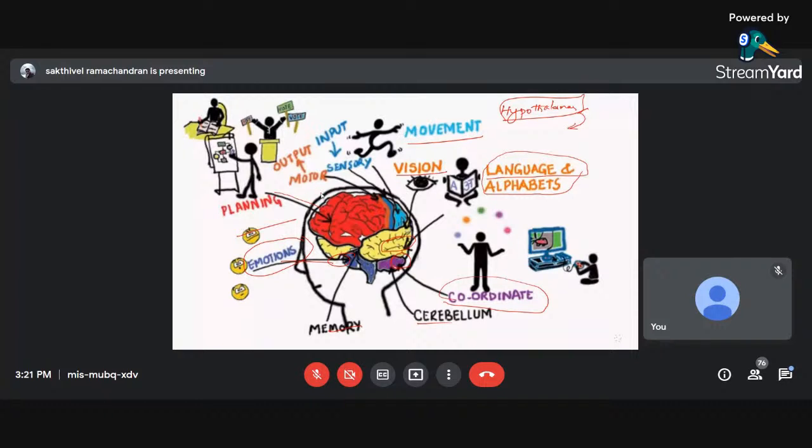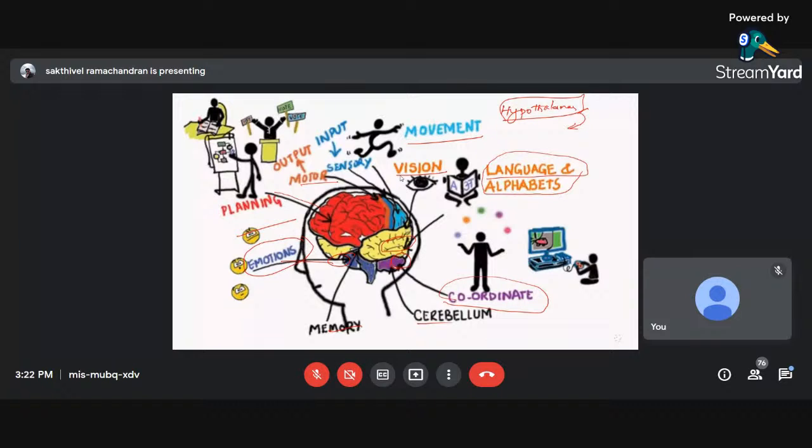Sometimes when you keep your finger on a hot plate, the next moment you immediately remove your hand. These are the motor nerves, right? Sensory nerves, movement, vision, language, coordination, all this you could see. Different operations are associated with different neuron sectors in my brain.